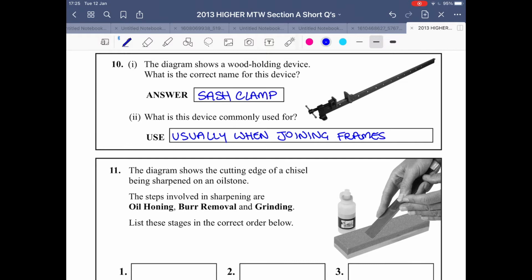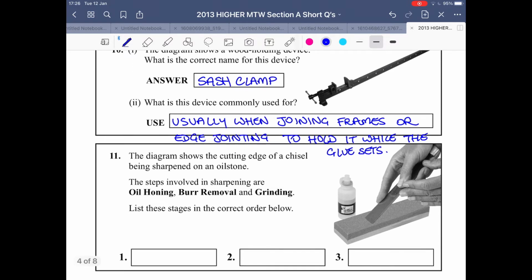So when gluing frames or edge jointing of boards, as I said, it keeps everything nice and flat and even. Why would we normally use 2? Because you want to keep an even pressure across the project if it's a framework, or if it's edge jointing, or when you're trying to create a piece of timber that's that bit wider. And then what does it do? It holds it together while the glue is setting. Setting is the correct word really there, not drying.